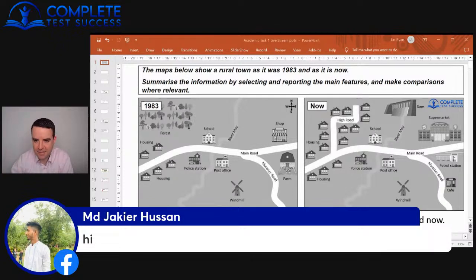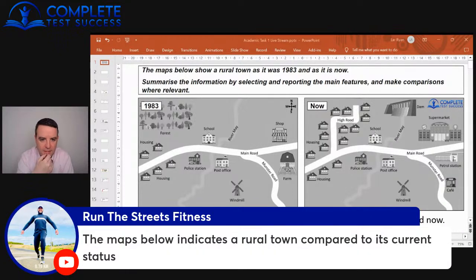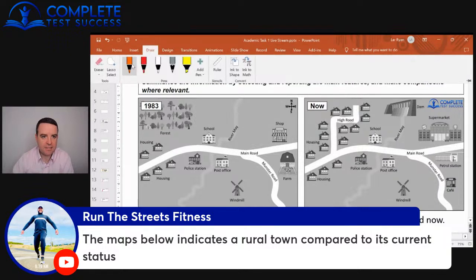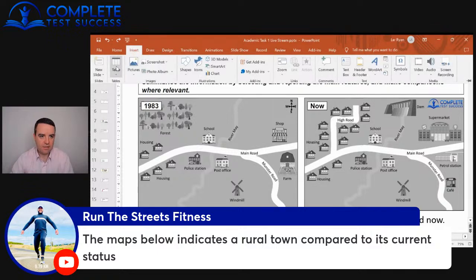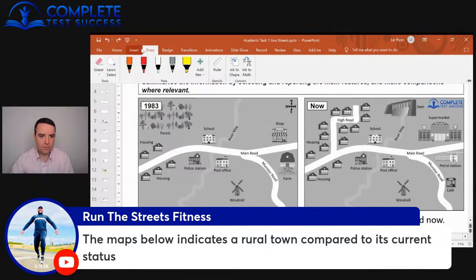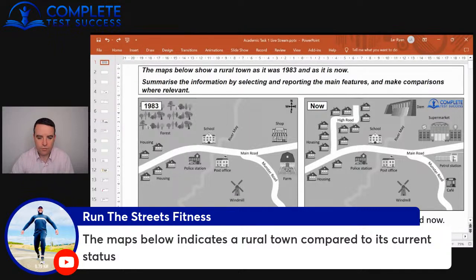Hi, Mohammed. Welcome. Walter, the maps below. Now, in the question, the maps are below, so it makes sense to write below. Look, what's below it? It's the maps. So it does make sense to say that. But in your essay, the maps aren't actually below your essay, so we need to remove that word from your paraphrase. So we'll just say the maps and then indicate, not indicates. So they indicate a rural town compared to its current status.